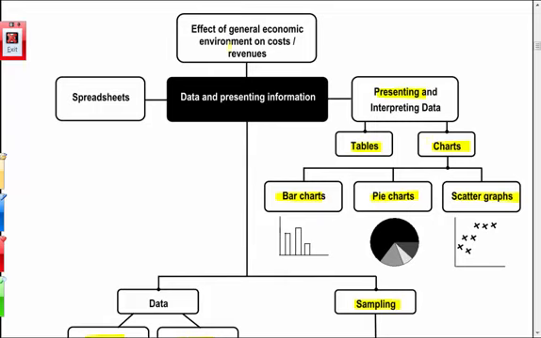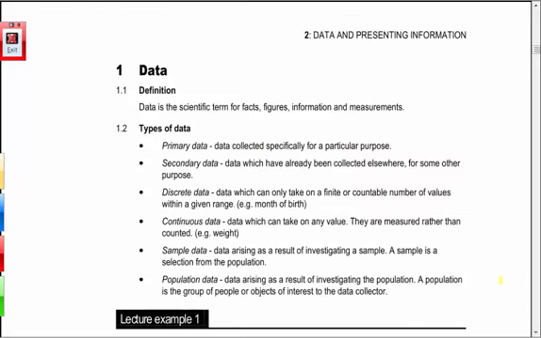In addition to this, whilst we're thinking about collecting the information, we need to think about what impact the economic environment has on costs and revenues at a low level. The final area of this chapter then is looking at spreadsheets. Within many businesses, spreadsheets are widely used, and you will be required to work out some basic Excel formulae for your exam.